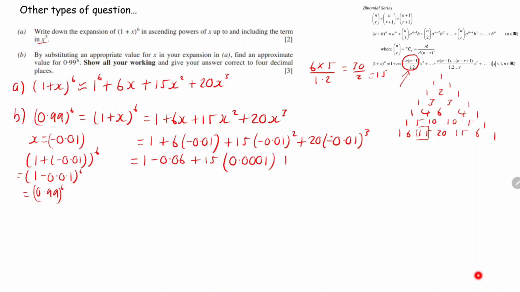And then finally, I've written a plus sign here, but obviously if we cube minus 0.01, that's going to give us a negative quantity. This should be a minus 20. And then if we cube 0.01, that's going to give us 0.000001, or 1 millionth.